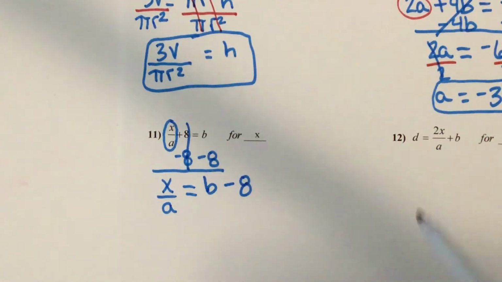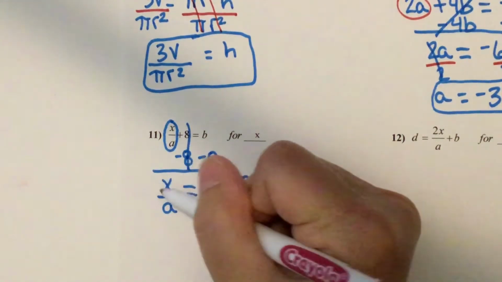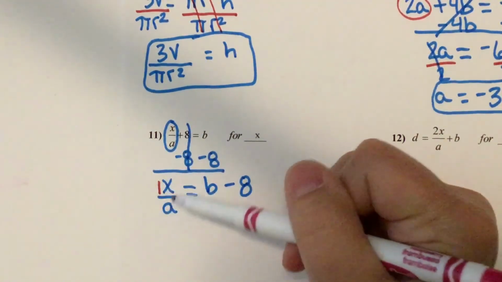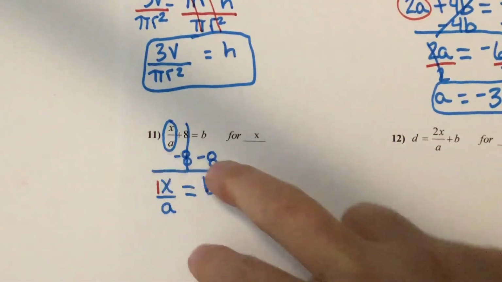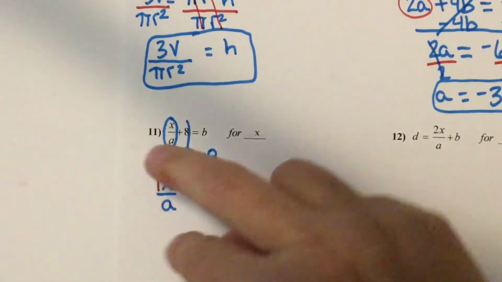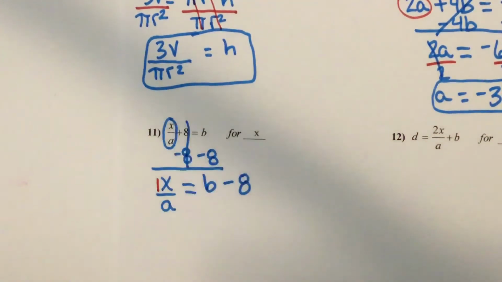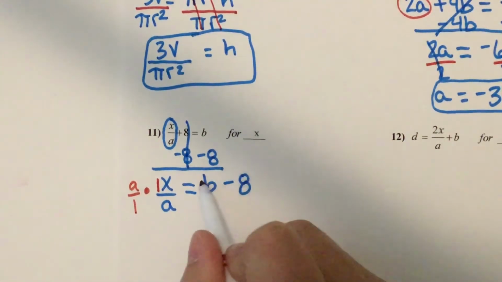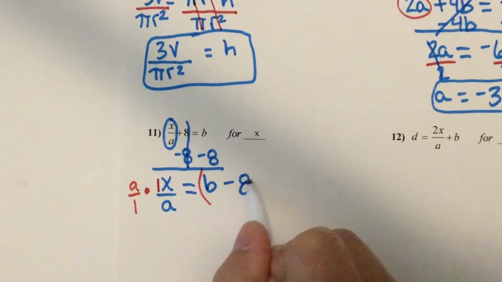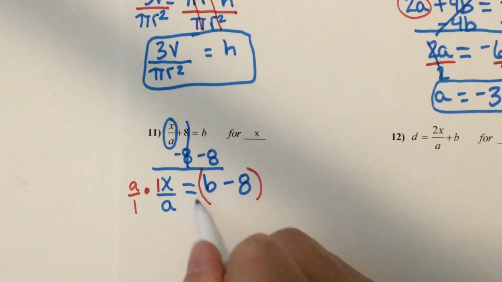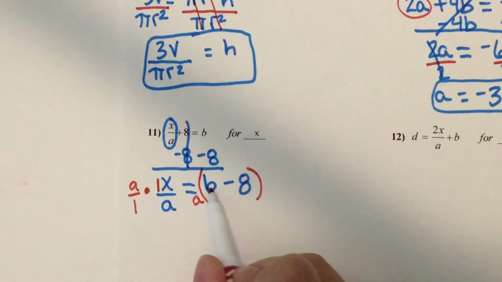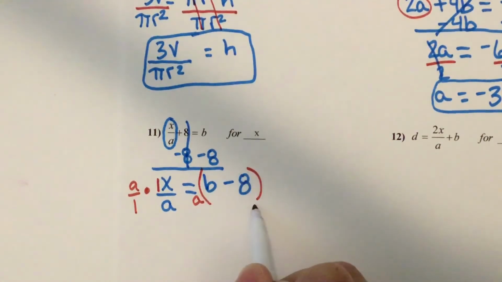Okay, now remember there is a number in front of this x, you just don't see it, and it's a 1. So remember, to get rid of a fraction that's multiplied with the variable, you multiply by the reciprocal. So if I flip 1 over a, I get a over 1. So I'm going to multiply this side by a over 1, and I'm going to multiply this whole side by a over 1. But a over 1 is just the same thing as a. But because there's 2 terms on this side, I need to put parentheses around it so that a gets distributed.